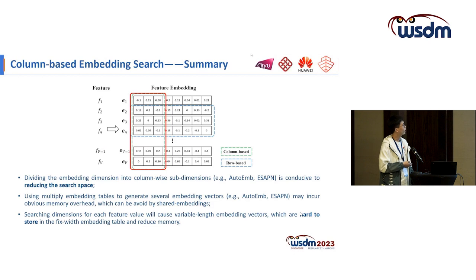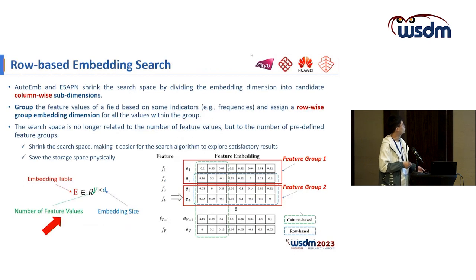So another solution is to group the feature values or fields based on some indicator, such as the feature frequencies, and assign a global row-wise group embedding dimension to all the feature values within this group. By doing this, the search space is no longer related to the number of feature values, which is V, but to the number of predefined feature groups. We can see this in the figure.